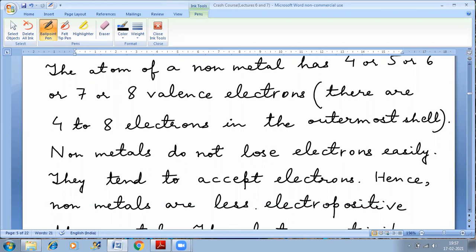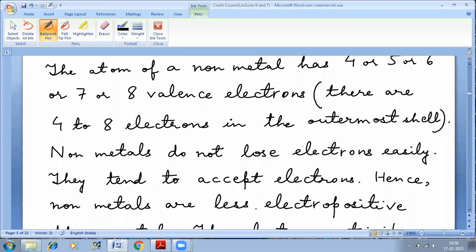Why so? Because in a metal, I have 1 valence electron, or 2 valence electrons, or 3 valence electrons. So it is easy for a metal to lose its valence electrons. Anything which loses its valence electrons becomes positively charged, and hence we call it electropositive. Whereas a non-metal has a tendency to accept electrons from outside. If it is accepting electrons, that means it will acquire negative charge. So we say that a non-metal is more electronegative than a metal.